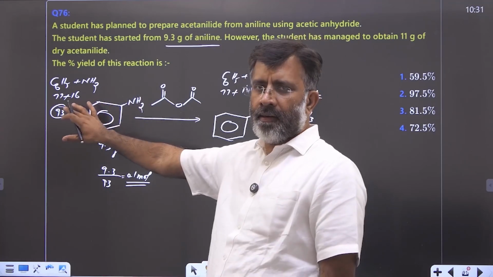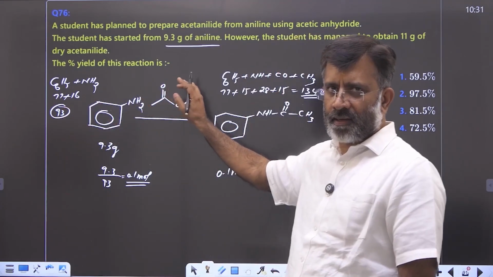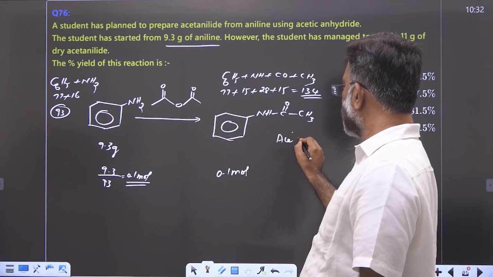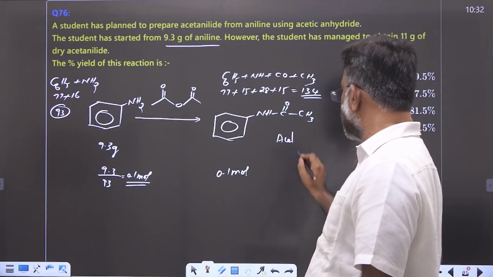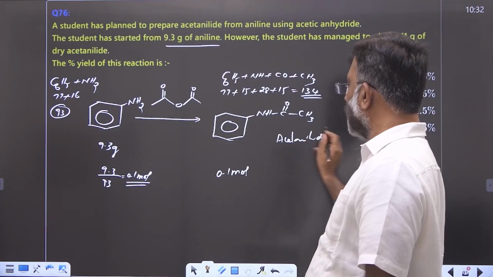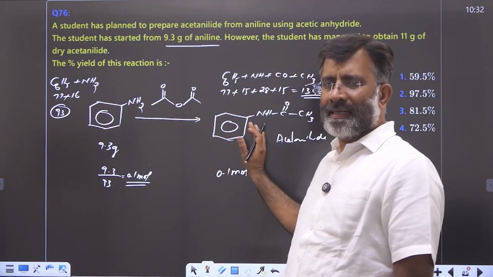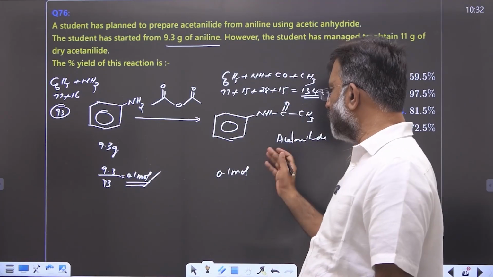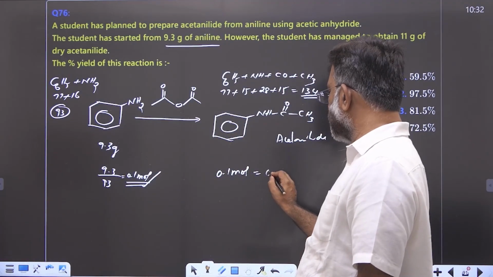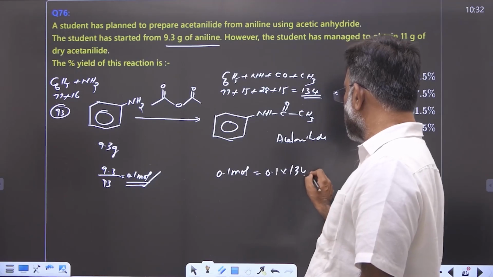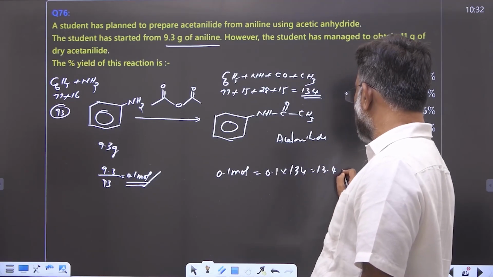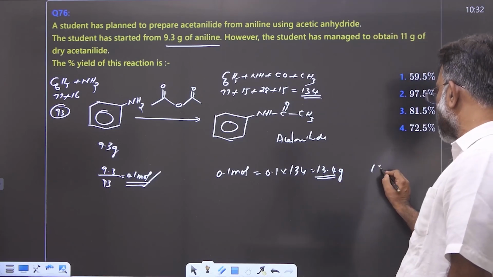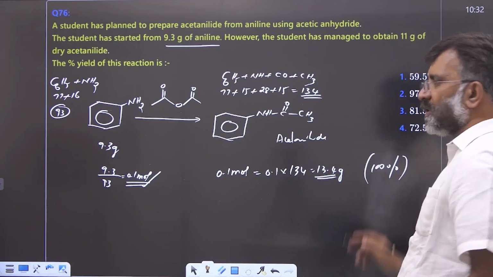1 mole aniline, when treated with excess acetic anhydride, you get acetanilide. 1 mole aniline, you will get 1 mole acetanilide. Therefore, 0.1 mole aniline, you get 0.1 mole acetanilide. That is 0.1 into 134, that is 13.4 gram acetanilide. This is what you are expected to get, provided there is 100% yield.